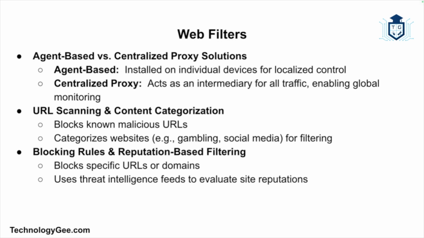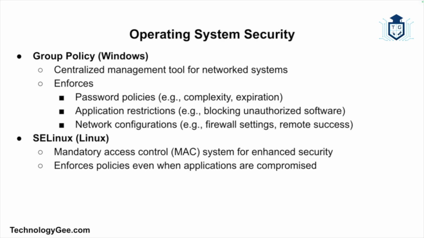Then we have block rules and reputation. Web filters can block based on specific URLs or domains, and they can also block based on the reputation of the site as determined by threat intelligence feeds. Next, we have what is called operating system security. The first concept we're going to talk about is group policy. Group policy in Windows environments allows centralized management of password policies, application restrictions, and network configurations.